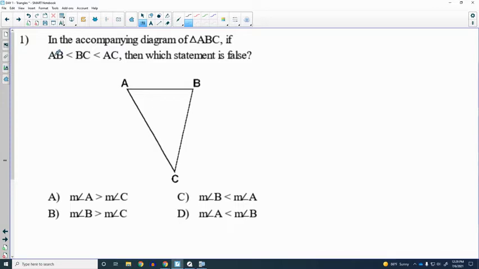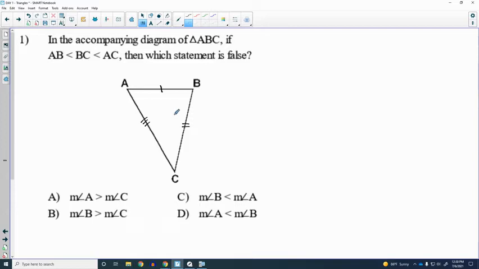Those are all referring to the sides. So that means AB would be the shortest side. So I like to represent that with one little notch. BC would be the middle side, so I'm going to put 2 notches. And AC would be the longest side. Well, I can see all of these questions, which they're asking me to find one which is false, are all talking about the size of the angle. Well, I'm going to use the sides to decide which angle is the biggest, medium, and smallest.